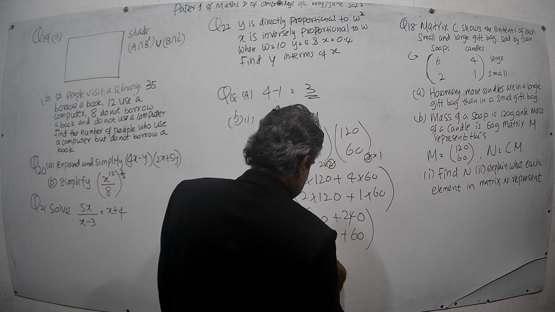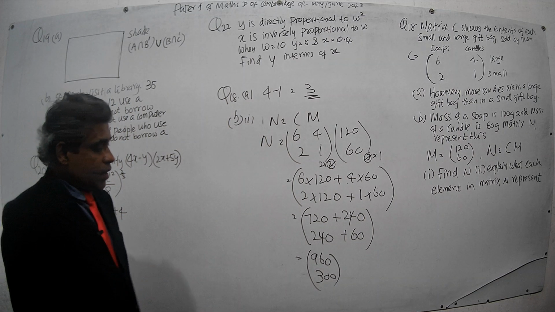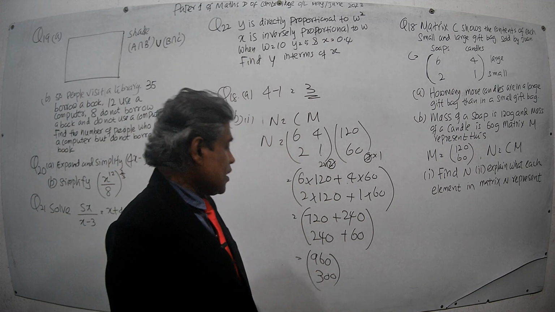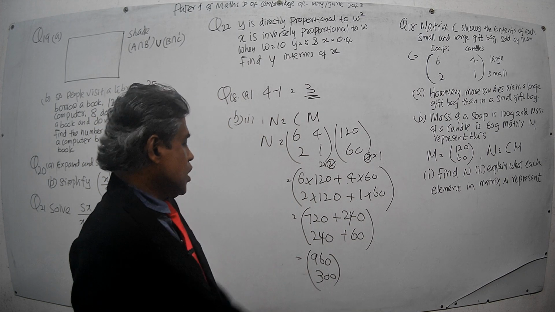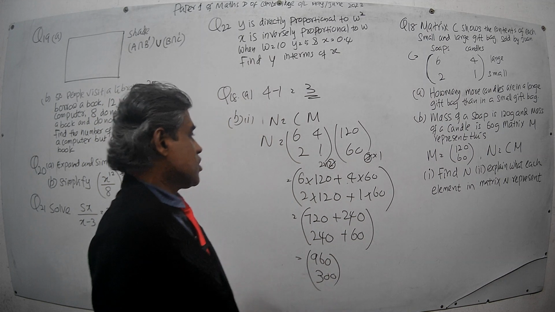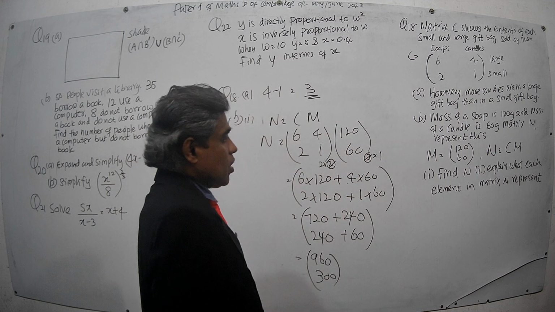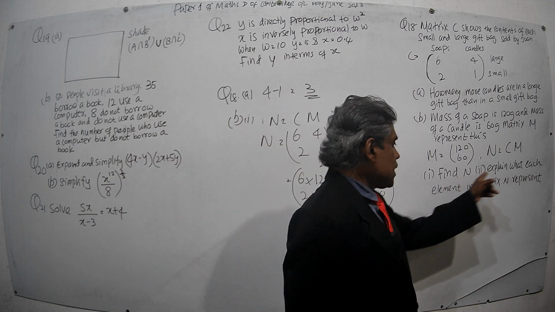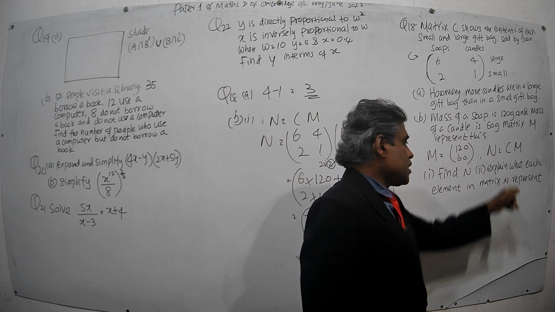Right, okay. Then 960 and 300 are the answer. There are two elements in that matrix. It's a 2 by 1 matrix. Then they say something like this. The first part is done. The second part they say explains what each element in matrix N represents.